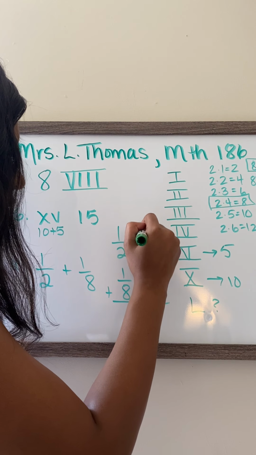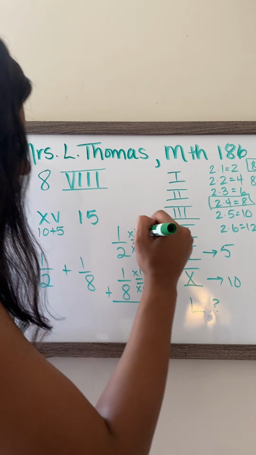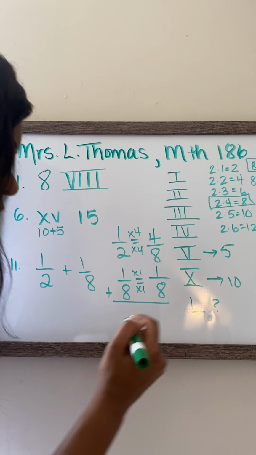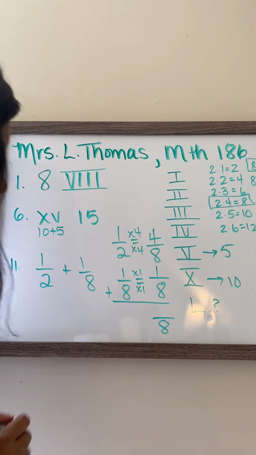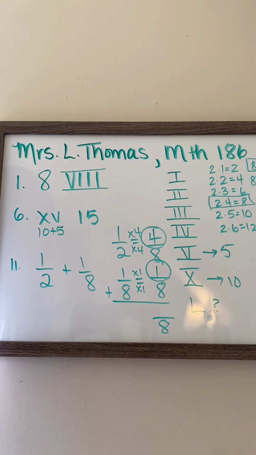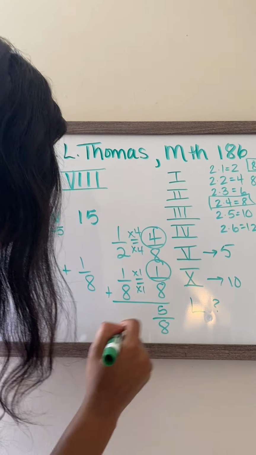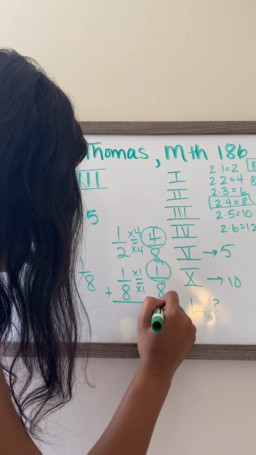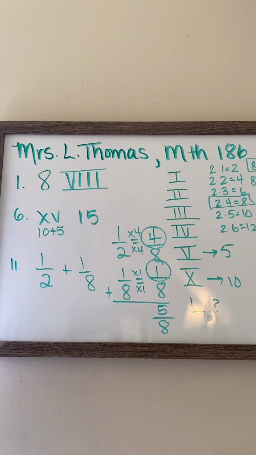Take that same times 4 to the top. 1 times 4 is 4. Okay, I'm going to leave my denominator alone, and I want you to add up your numerators. What is 4 plus 1? 5. Very good. So 5/8 for that answer.